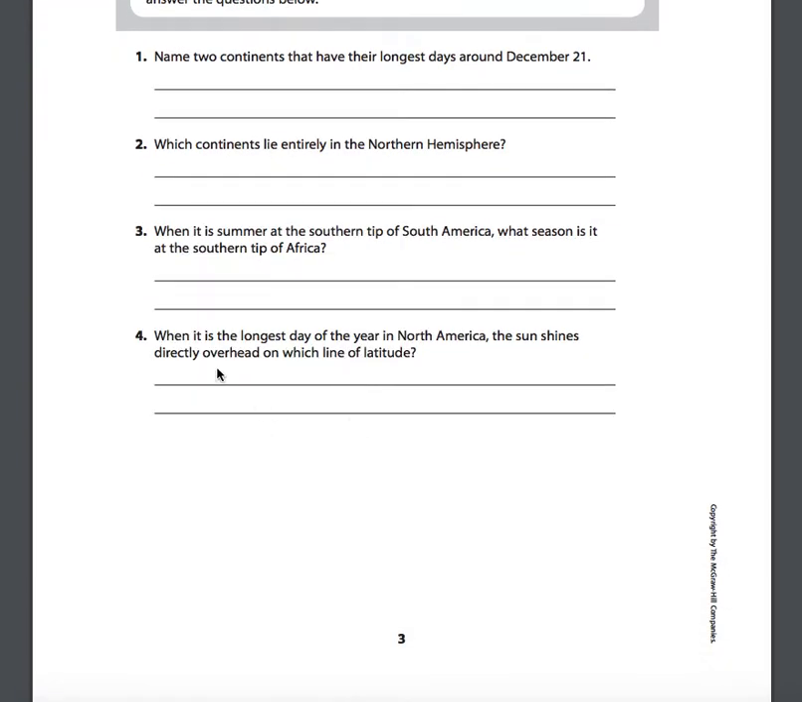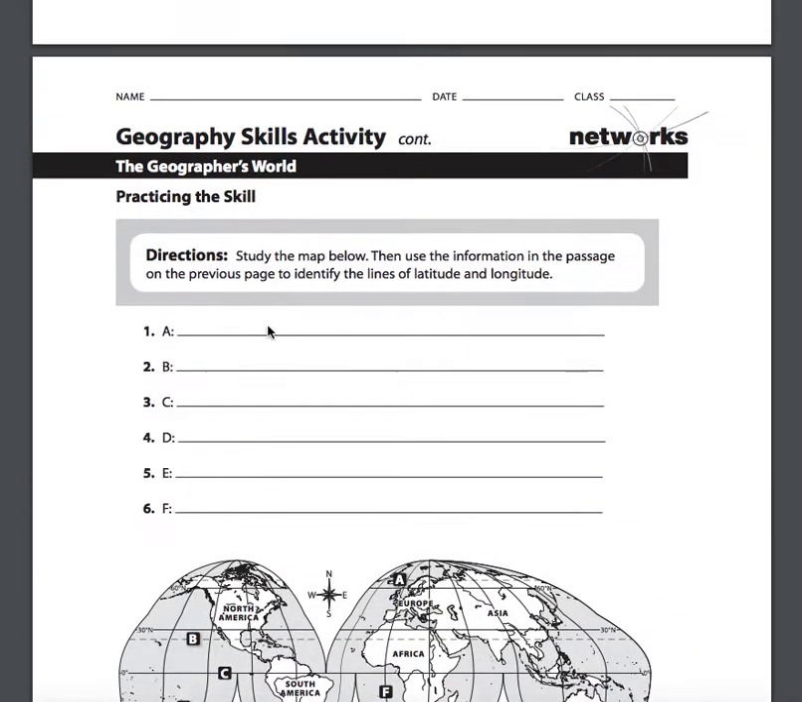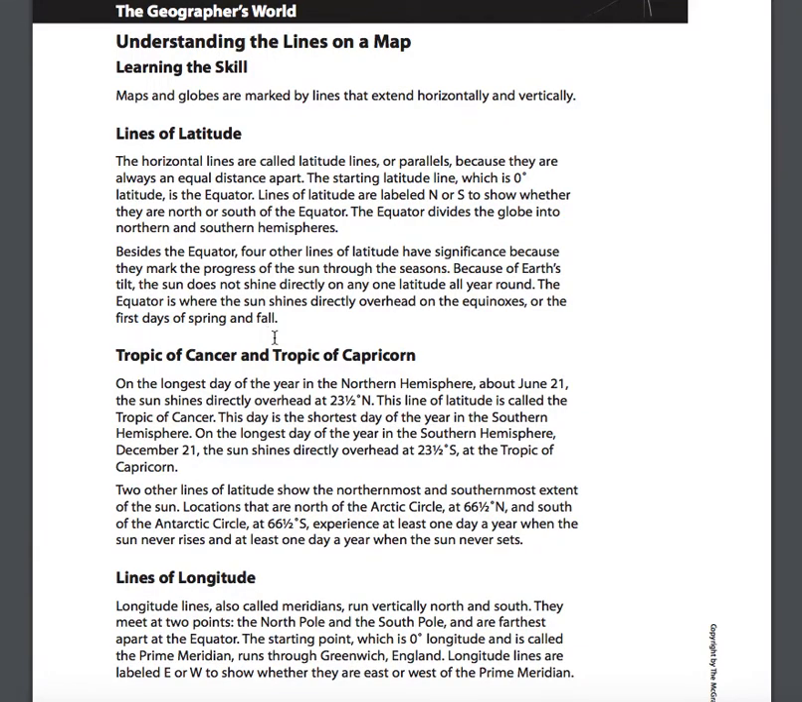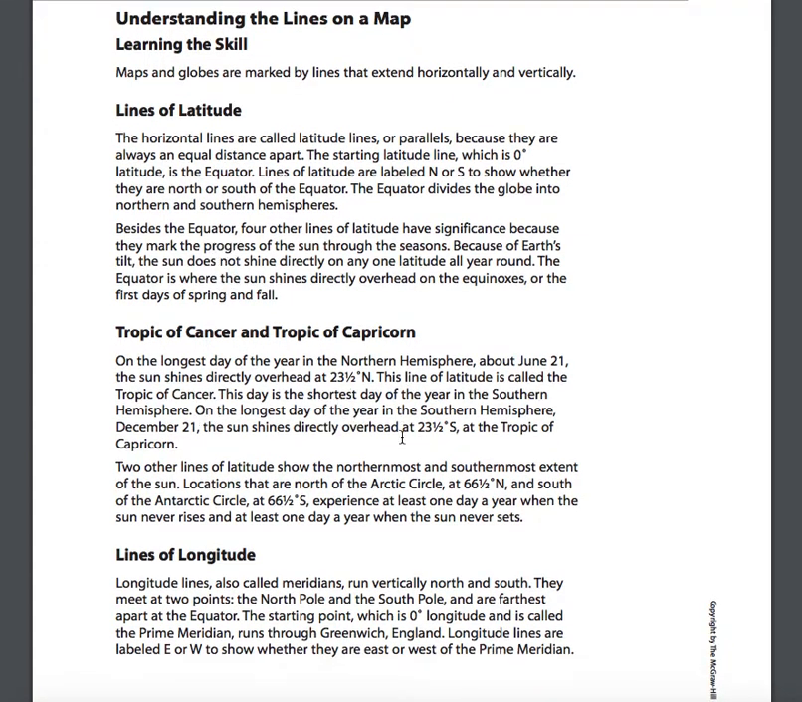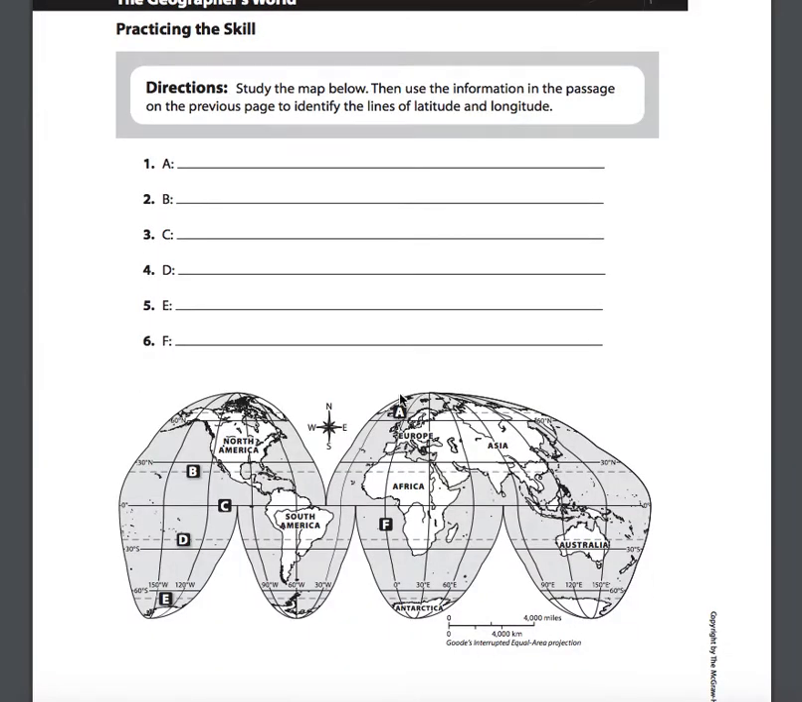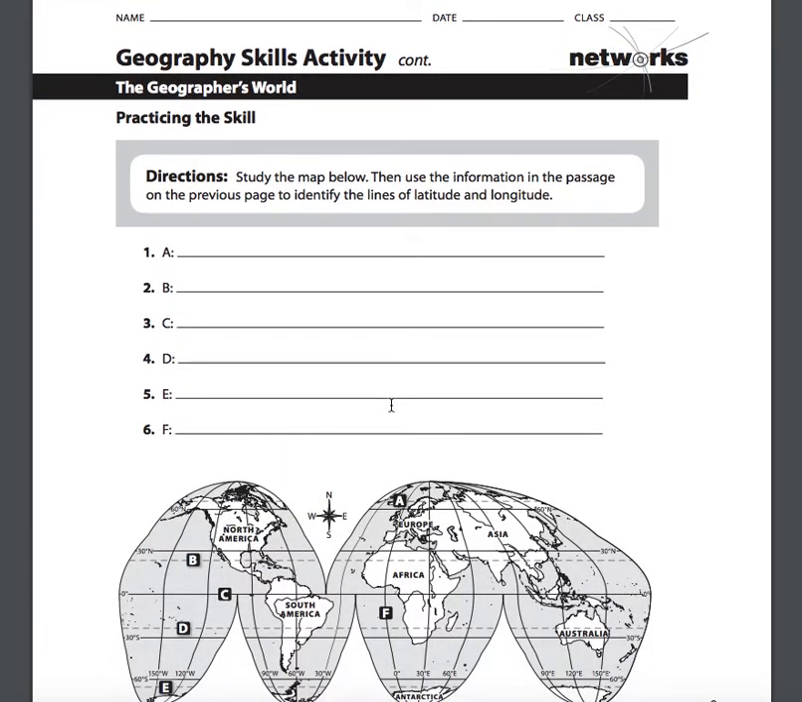Number 4, when is the longest day of the year in North America? The sun shines directly overhead on which line of latitude? When it is the longest day, I would use that clue as a way to go back in our reading and find where it talks about the longest day. Finish that up for your homework for today's lesson and get that ready to be turned in on Thursday.